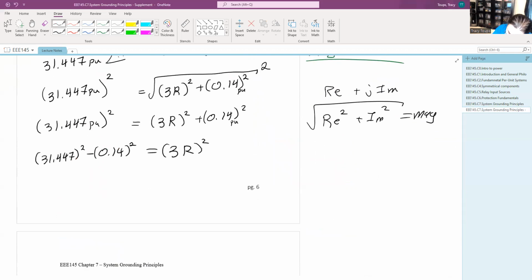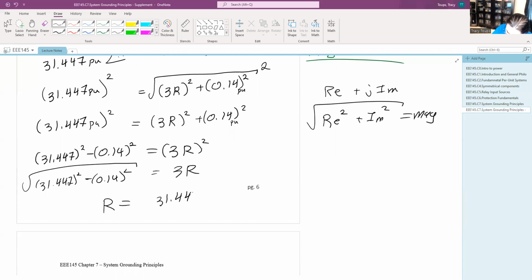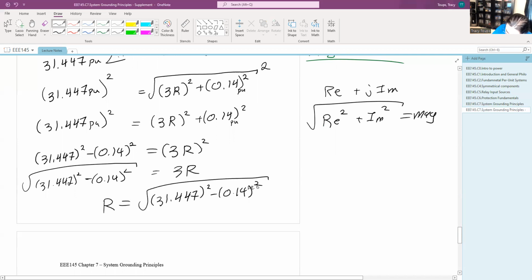that's fine. So we're going to take 1.447 squared minus 0.14 squared, square root both sides to get rid of the square on this side. So we just have 3R. We're pretty much done, right? I mean, at this point, R just equals the square root of 1.447 squared minus 0.14 squared, divided by 3. Okay, this is just hard numbers.